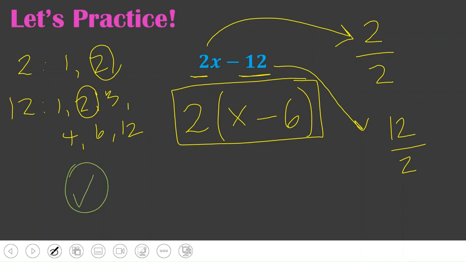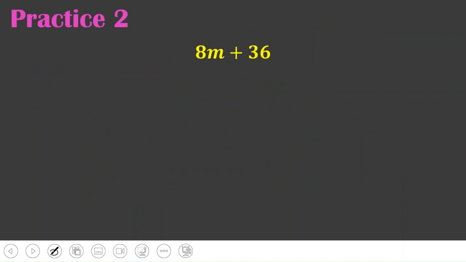We go through a process called distribution. What that means is that we multiply this 2 by every single term in the binomial. So 2 times x is 2x. 2 times negative 6 is negative 12. I'm looking at my original equation. That checks. So, yep, 2 times the quantity of x minus 6 is the correct equivalent binomial.